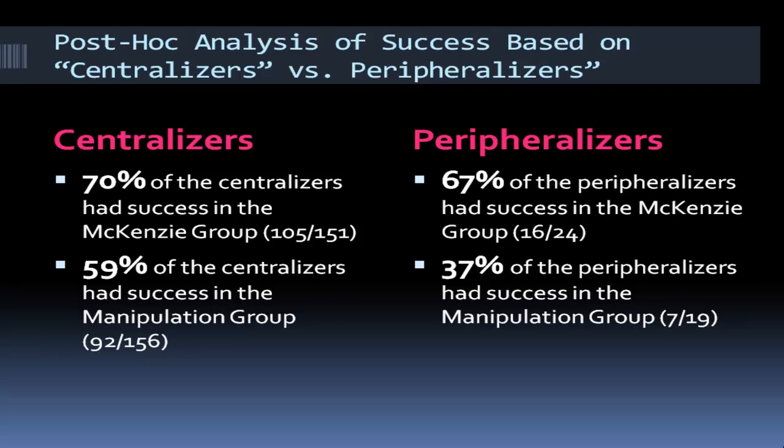Now, let's look at the peripheralizers. 67% of the peripheralizing patients had success in the McKenzie group, that's 16 out of 24. 37% of the peripheralizing patients had success in the manipulation group, that's 7 out of 19.